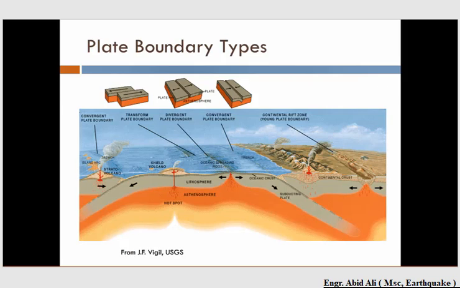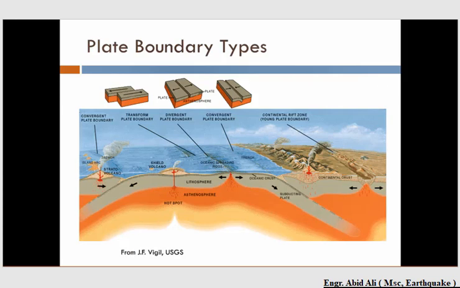One type of boundary is what we call a transform boundary. These are boundaries where plates are just grinding past one another, one not moving up or down relative to the other. Another type of boundary is a divergent boundary. This would be like the oceanic ridges or the spreading ridges, where new crust is being created and pushing the old crust out of the way.